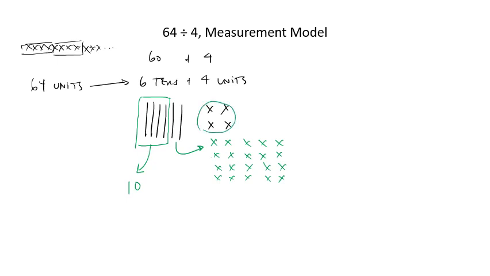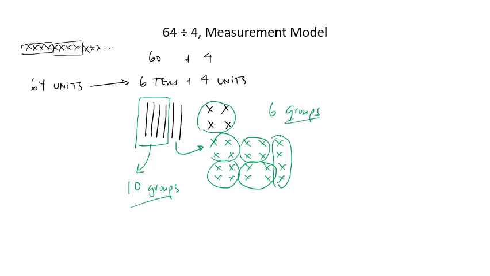And so there's one group, 2, 3, 4, 5, 6. And so there's 6 groups here. So we're measuring just like we did before, but now we're thinking about measuring in a little bit more expansive way, that I'm not just measuring off units, but I can measure off tens, hundreds, thousands. I can measure off in whatever place value I want. And so I got 10 groups here, 6 groups here, and so I get 64.